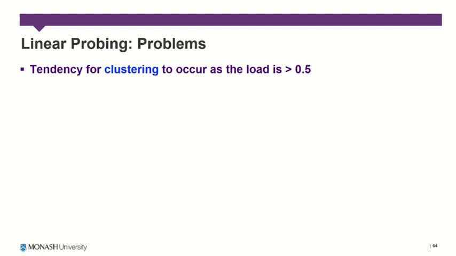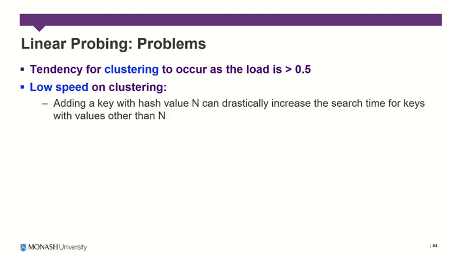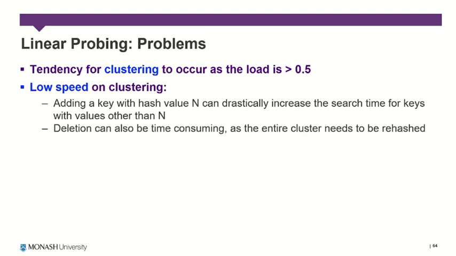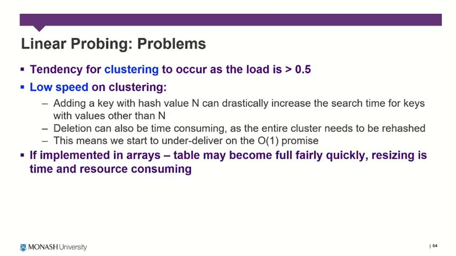So there's a tendency for clustering to occur when the load factor is greater than 0.5. As we've mentioned earlier, once we get more than 50% full, we tend to get bigger clusters. We get lower speed on clustering, and adding a key with a hash value n can dramatically increase the search time for keys with values other than n. Deletion can also be time consuming, as the entire cluster needs to be rehashed. This means we start to under-deliver on the O(1), or constant time complexity, promise.